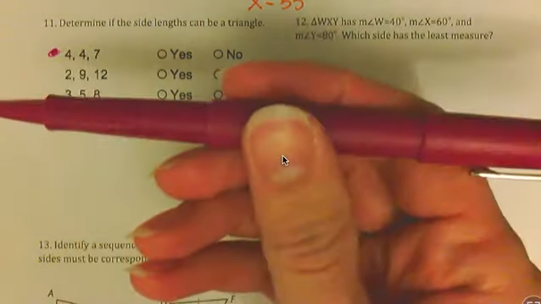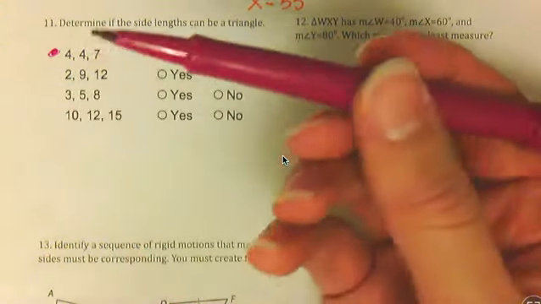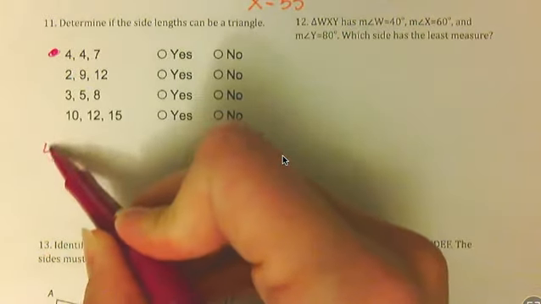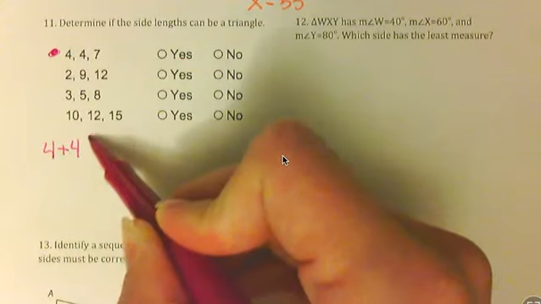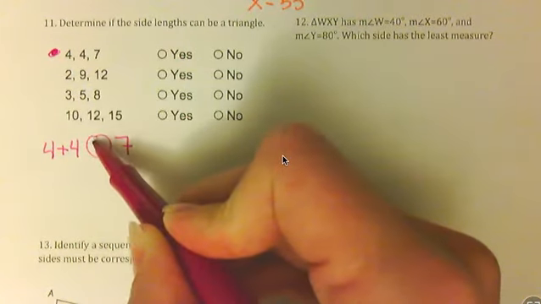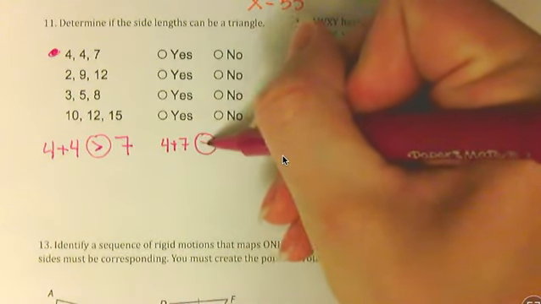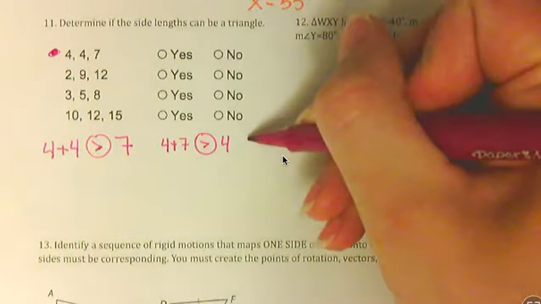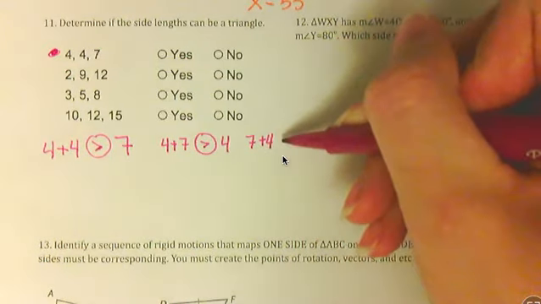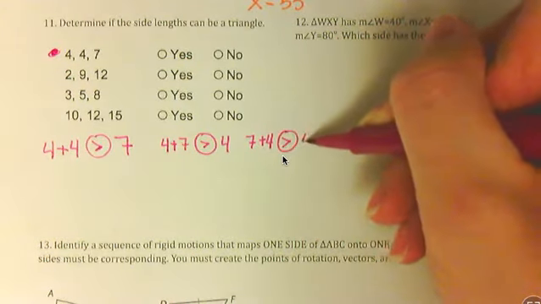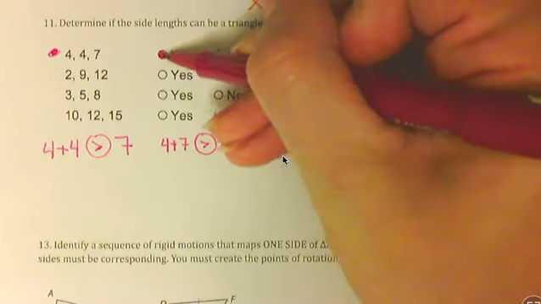This isn't really purple. I don't know what this is. Mauve. It's a weird word. So 4 plus 4, something, 7. Yes, it's greater than 7. So then 4 plus 7 is greater than 4. 7 plus 4, well, that's also greater than 4. So this one works.